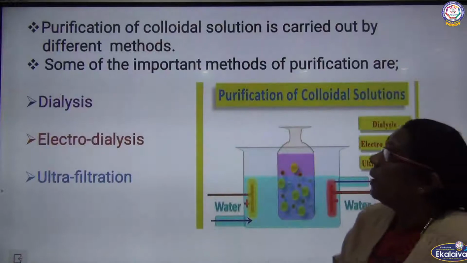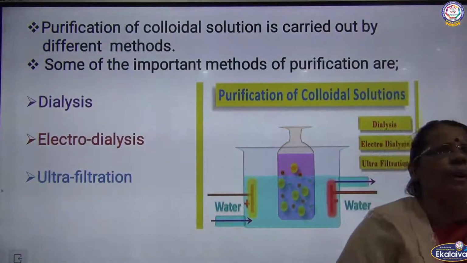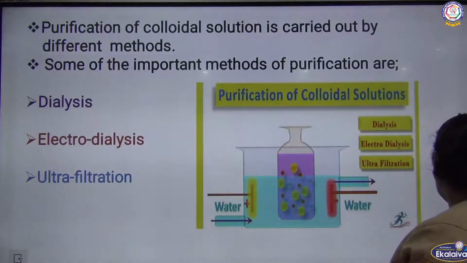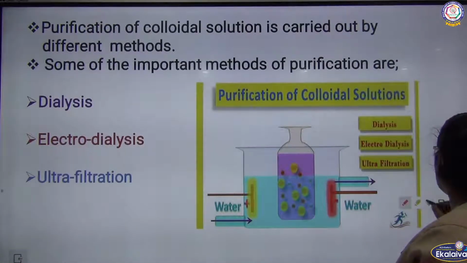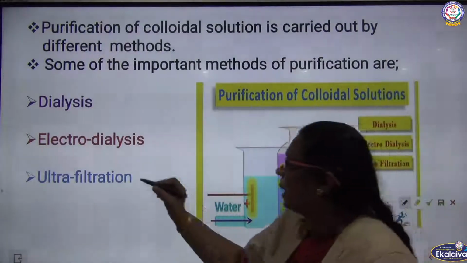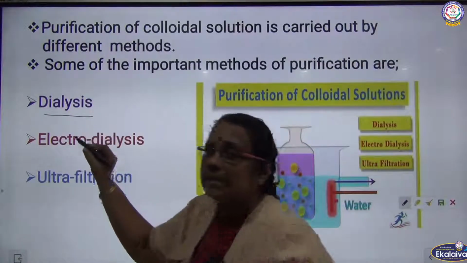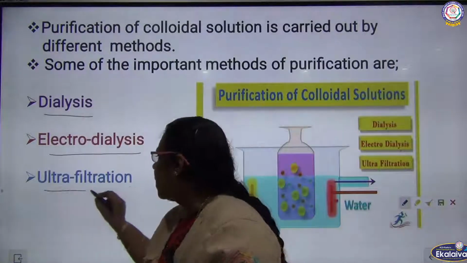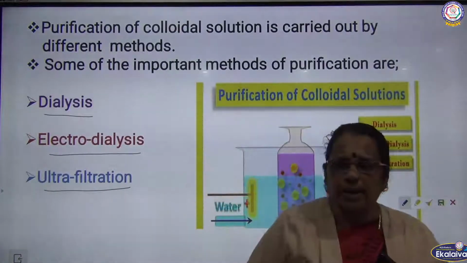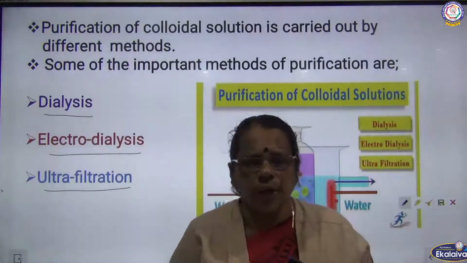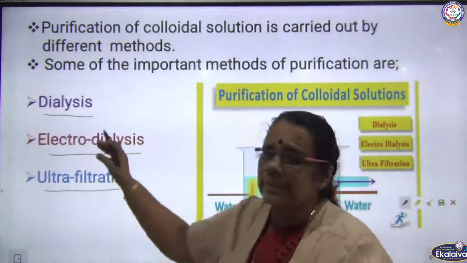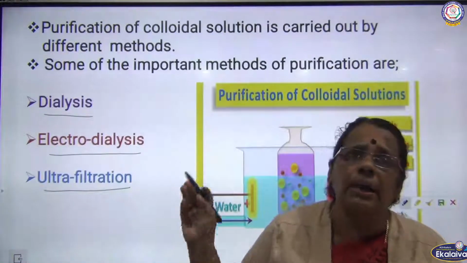The next one, purification. I told you there are so many methods we are going to involve for the purification of colloids. What is the first method? The first method is dialysis. Second one, electrodialysis. The third one, ultrafiltration. These are the three techniques we are going to employ for the purification of colloids: dialysis, electrodialysis and ultrafiltration.